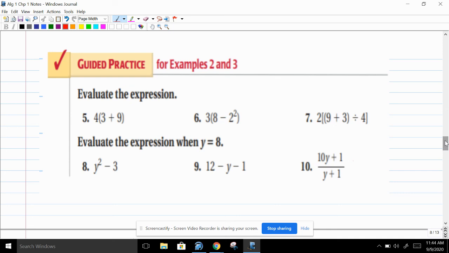Numbers 5, 6, and 7 have some grouping symbols in there for you. Numbers 8, 9, and 10, you got some fraction bars, some evaluating. You can give these a shot on your own. Best of luck.